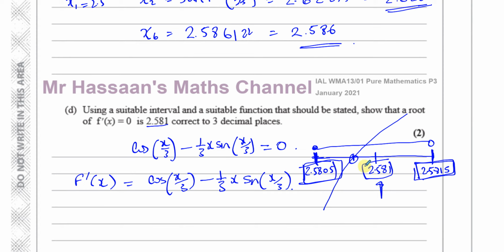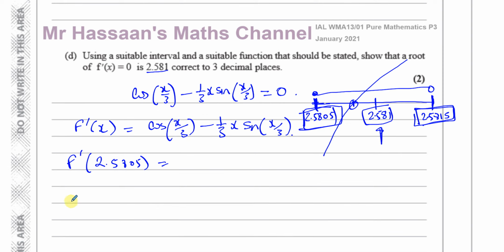So the root is somewhere between them, because the root is where it crosses the x-axis. Okay, so that's what we're going to do here. We're going to take this expression and I'm going to put into it first the lower bound, which is 2.5805, and I'm going to see what happens when I put that into the function. And I'm going to do the same thing with the upper bound, which is 2.5815, and I'm going to see what happens when I put that into the function.